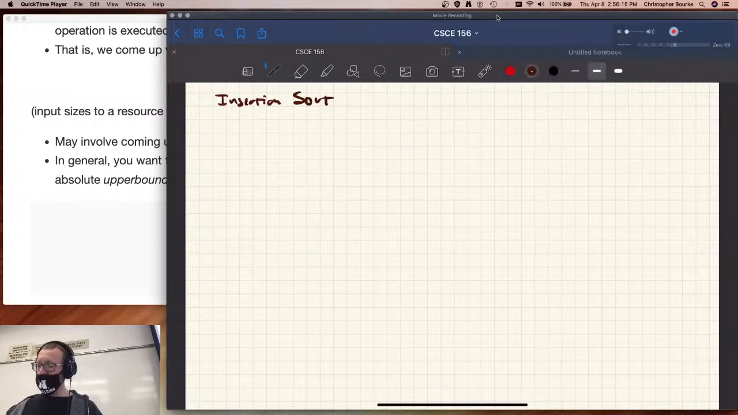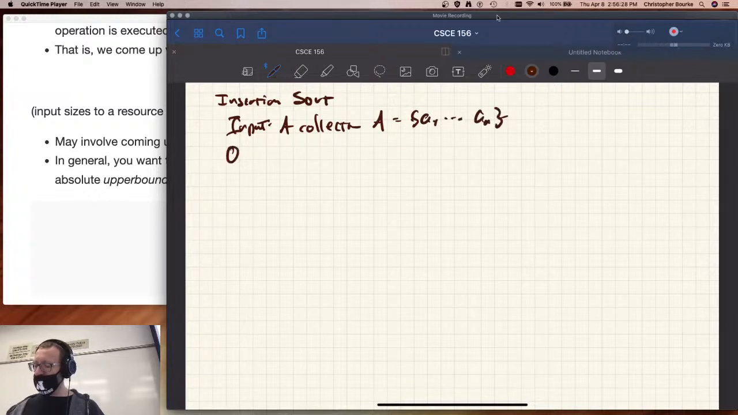Okay? Help me out with this. Let's write the pseudocode for it. So my input will be as before, a collection A1 through AN. My output will be A sorted.